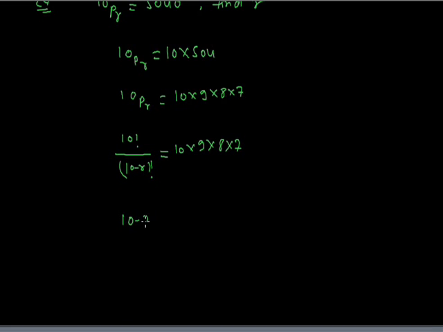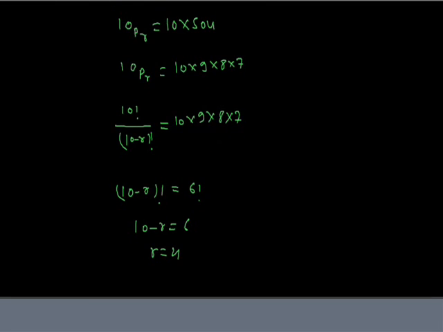Now after solving, 10 minus r factorial is equal to 6 factorial. So 10 minus r is equal to 6. So here r is equal to 4. So using this formula we can solve this.